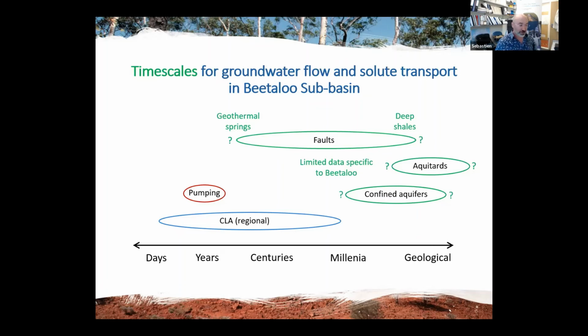And in particular, a recurring problem in this kind of setting is what's the role of faults. Most faults do very little or nothing. Some sometimes contribute a lot to vertical groundwater flow. What does it mean in the context of Beetaloo? I don't know.